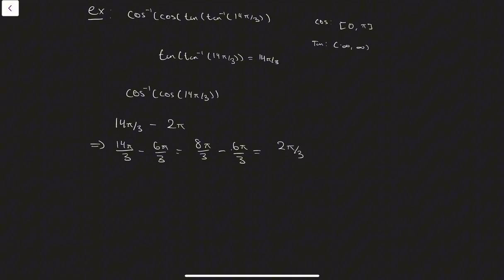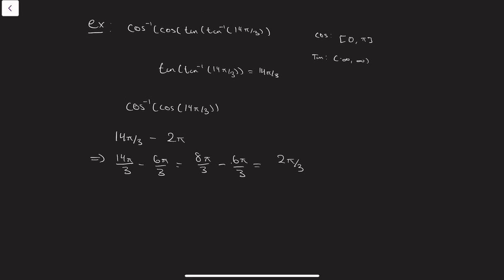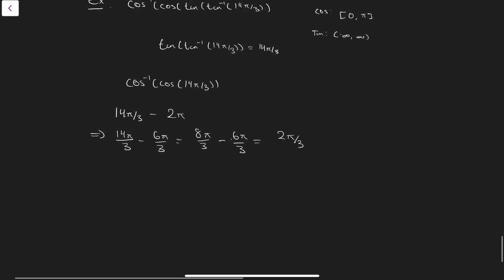Is 2 pi over 3 within our domain? Well, if we look, our domain for cos is between 0 and pi, and 2 pi over 3 is within this domain. So we can say that cos inverse of cos of 2 pi over 3 is equal to 2 pi over 3. Very straightforward again.